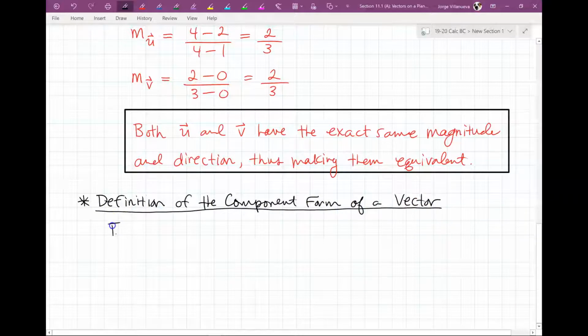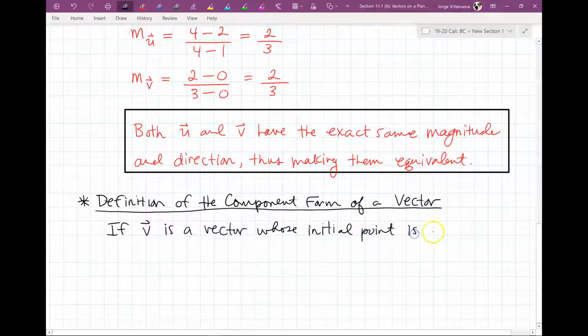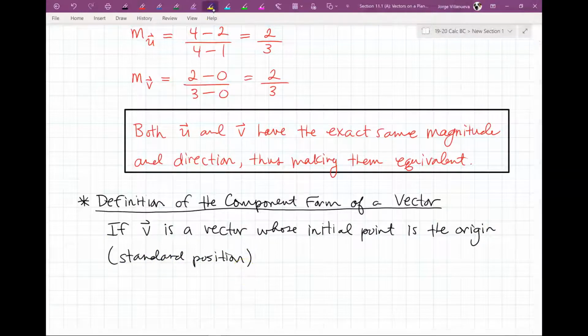So it says if vector v is a vector whose initial point is the origin. Now, whenever a vector has initial point at the origin, we say that it's in standard position. Okay, so we call it standard position if the initial point, where you start the vector, starts at 0, 0.